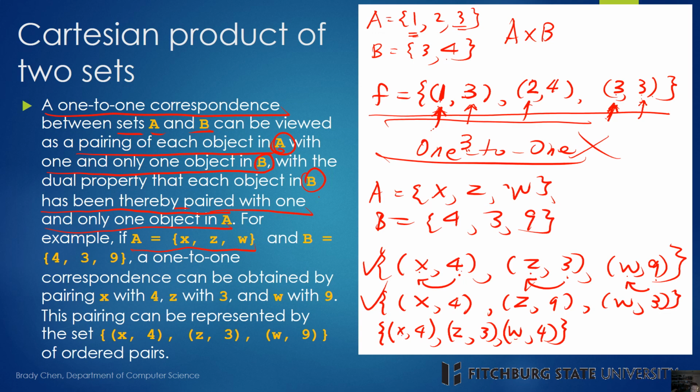So that means, if we try to map from B to A, then you can find out one of the elements of B, 4, maps to both x and w. So that's not unique. So that's not 1-to-1. So here we define the relationship called a 1-to-1 correspondence.